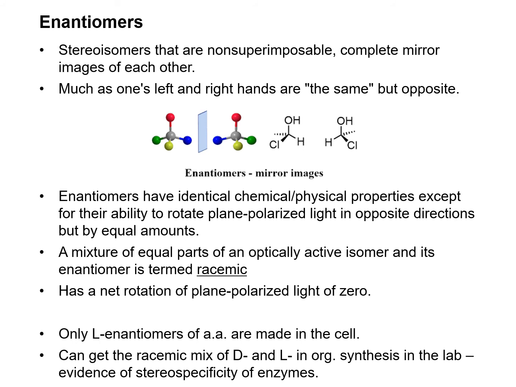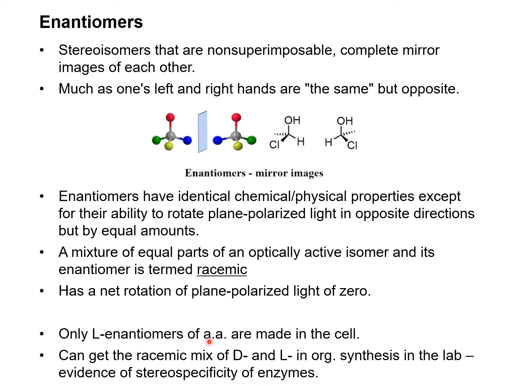And interestingly, only L enantiomers of amino acids are made in the cell. But you can actually get the racemic mix, meaning both the D and L forms, from the organic synthesis of amino acids in the lab. But the fact that only L enantiomers of amino acids are observed in the cell is evidence of the stereospecificity of enzymes, meaning that there are enzymes that have evolved in a way that interacts only with the L enantiomers of amino acids.